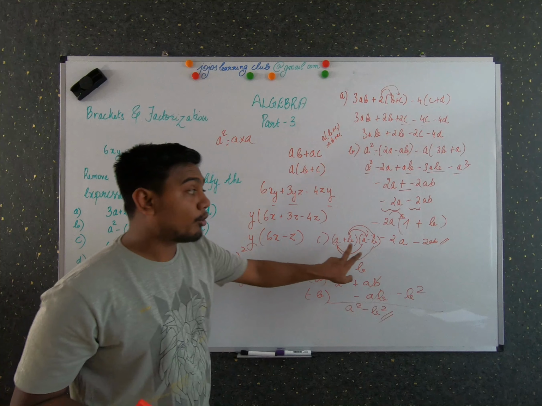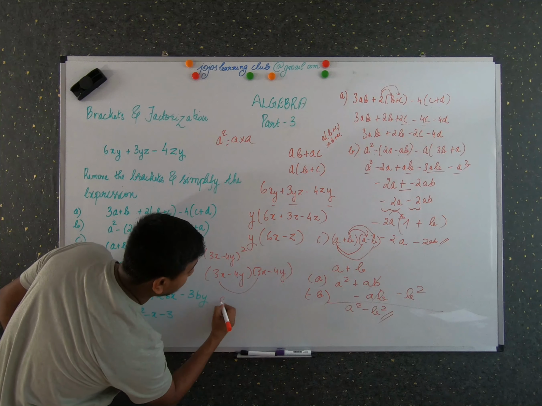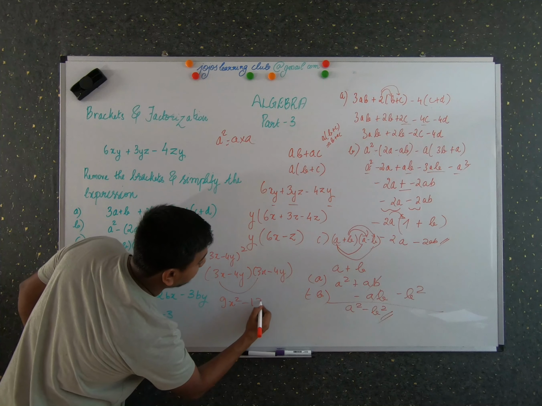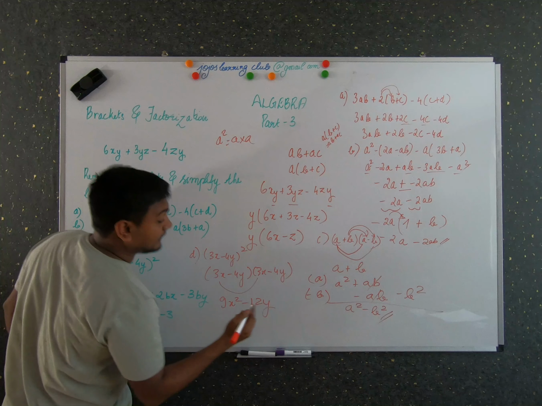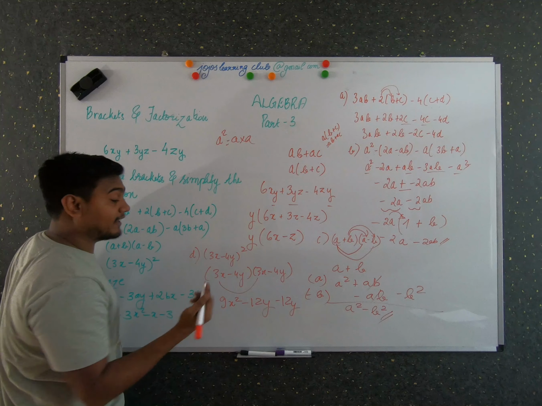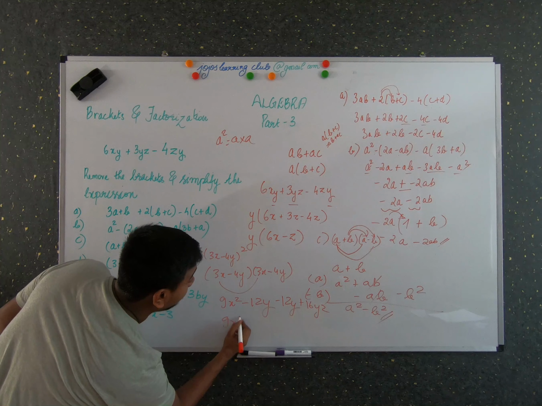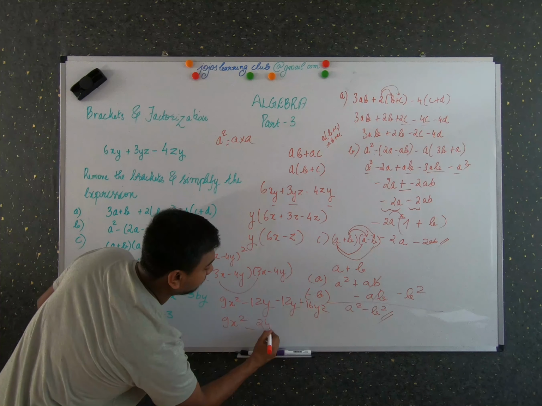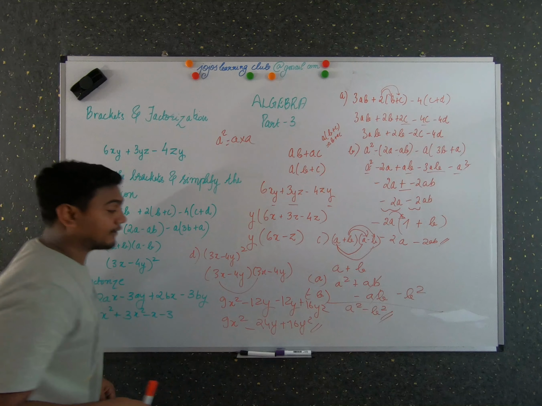So I'm going to now use the basic law of arithmetic. 3x into 3x is 9x square. 3x into minus 4y is minus 12xy. Again, minus 4y into 3x is minus 12xy. Minus 4y into minus 4y is 16y square. So 9x square minus 12xy plus minus 12xy is minus 24xy, plus 16y square is the answer for this.